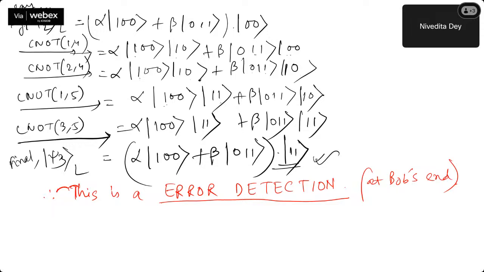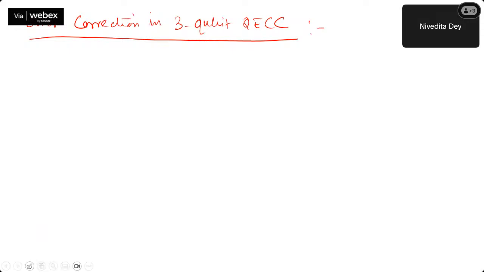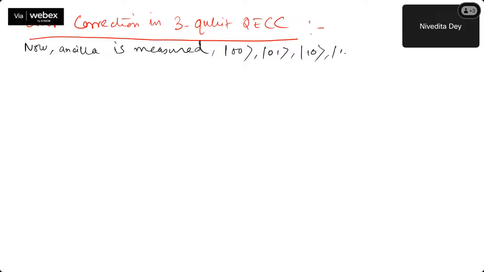Okay. Now the thing is we have to correct this error. That is the next task. So error correction. Error correction in this 3-qubit QECC is, once I have detected the error, now what I will be doing. Now ancilla is measured. Definitely I will measure my ancilla. And on measurement, what values will we get? Say 0 0, 0 1, 1 0, and 1 1.